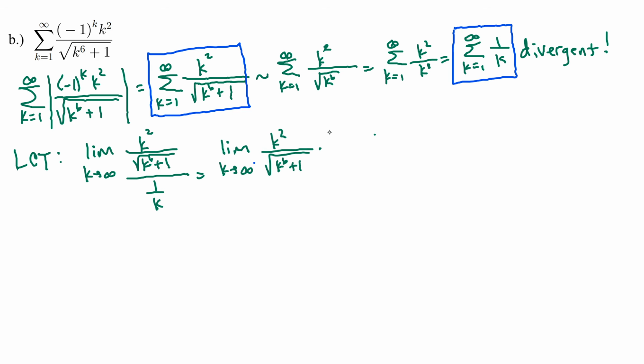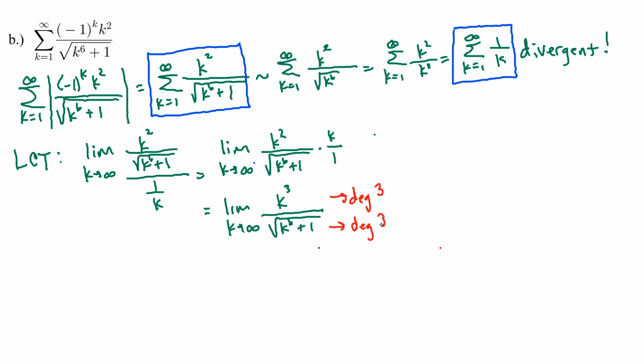We're going to invert that denominator and multiply. Multiplying our numerators, we have k cubed over the square root of k to the 6th plus 1. Now, thinking carefully about this, notice the degree of the numerator is 3, and the net degree of the denominator is also 3. Now, where did I get that?